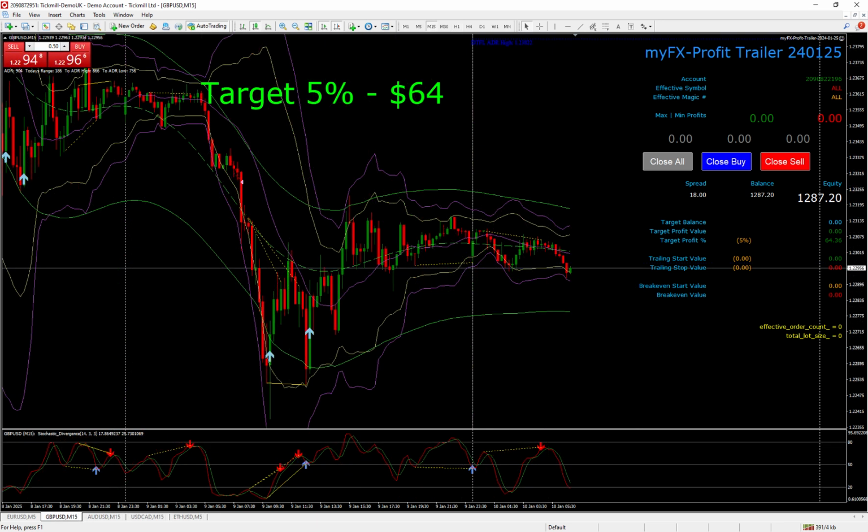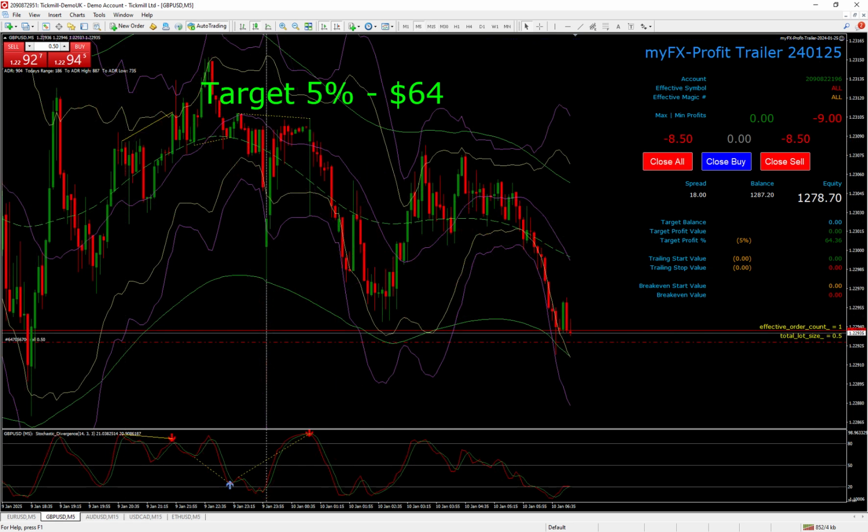Now let's check the 15-minute chart. The price still appears to be moving downward, and the stochastic indicator has yet to reach the oversold zone. On the 5-minute chart, we can see the price breaking out after a Bollinger Band squeeze. It appears to be resuming its downward move following a small pullback. Therefore, I've placed a sell order and will monitor the profits using my profit trailer EA.